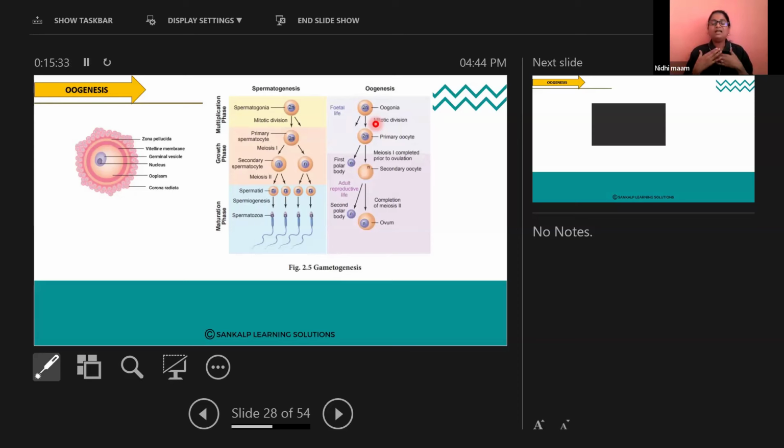For example, when did oogenesis start in me? It started when I was in my mother's womb. So for all the girls sitting over there, or for all your mothers, sisters, anyone sitting over there, their oogenesis began when they were in their mother's womb. So how does oogenesis happen in fetal life, when a small baby is in her mother's womb? There are oogonia, the ova mother cells.